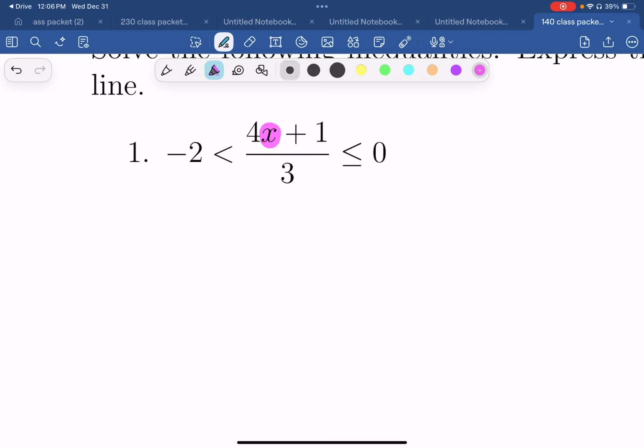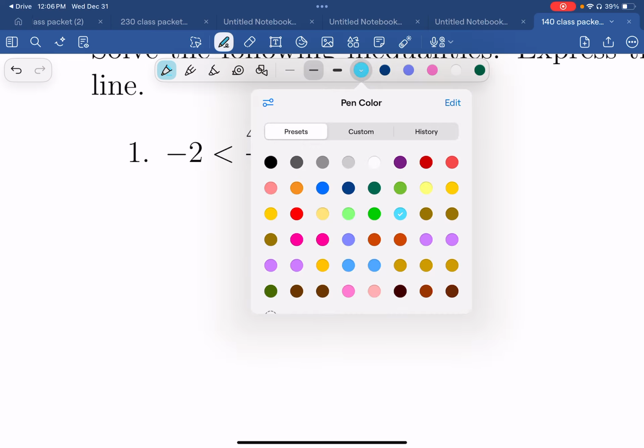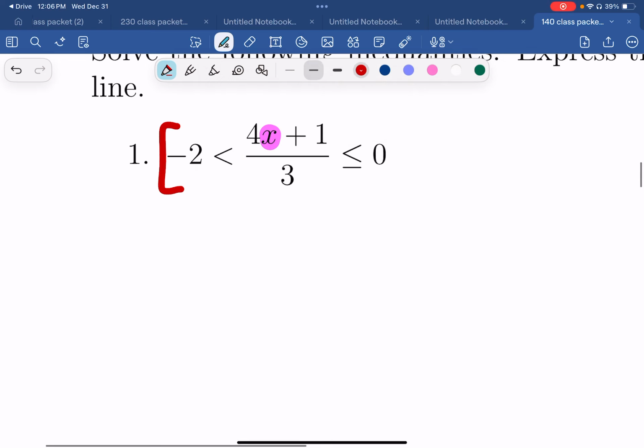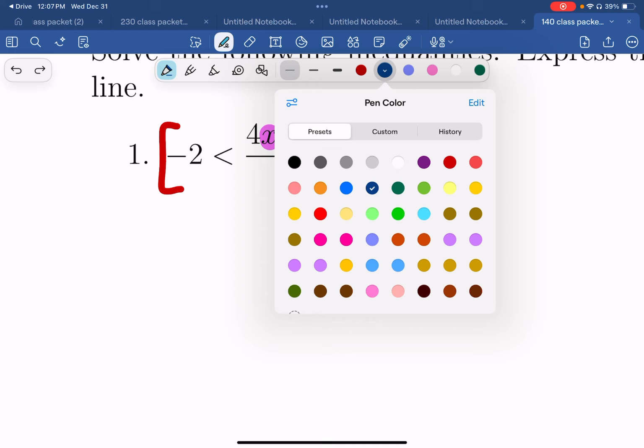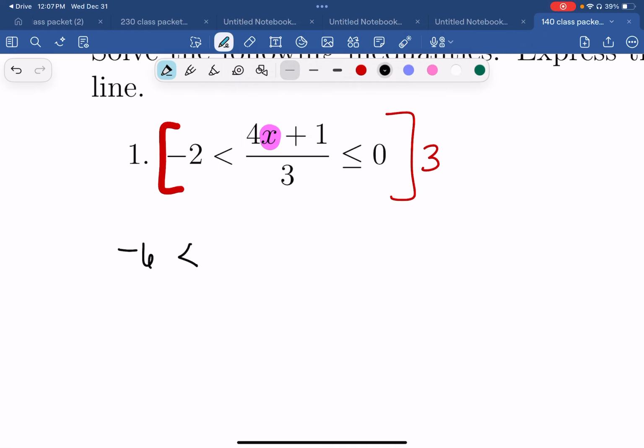So I want to get rid of things around it. I want to get rid of that 3 on the bottom first. So I'm going to go ahead and multiply everything by 3. So that is in all three places. So negative 2 times 3 is negative 6, less than. The 3's will cancel in the middle, and I will have 4x plus 1, less than or equal to 0 times 3 is 0. Now, I did not flip the inequality symbols here because my 3 is positive, and I only flip if it's negative.